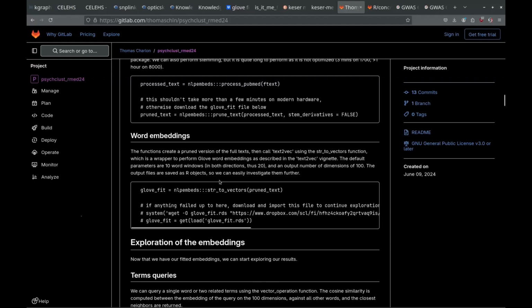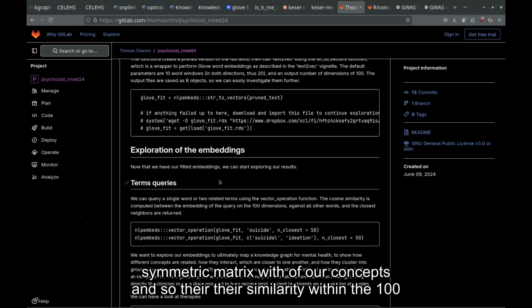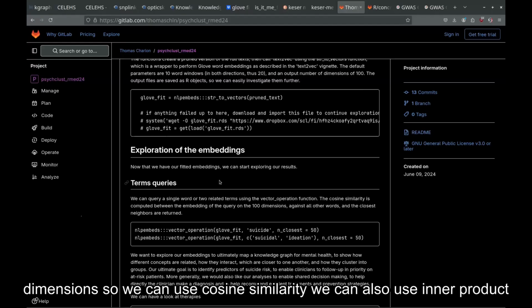With this, we can do a cosine similarity between every element. And so we get a pairwise symmetric matrix of our concepts, and so their similarity within the 100 dimensions. We can use cosine similarity; we can also use inner product.